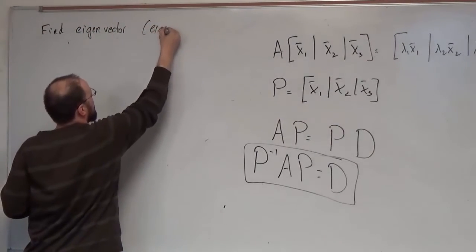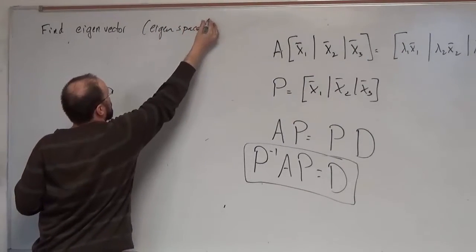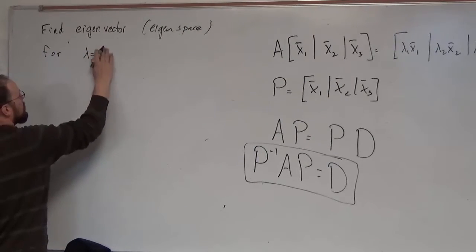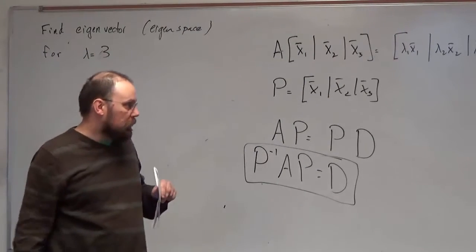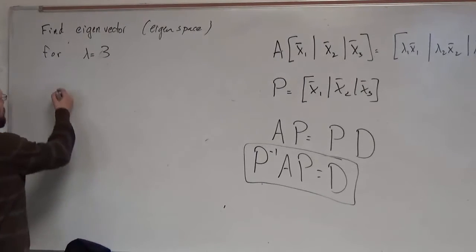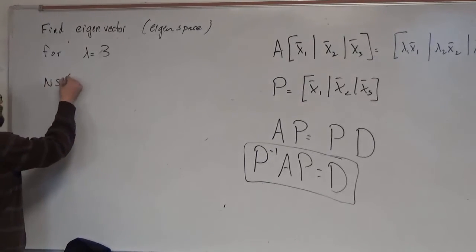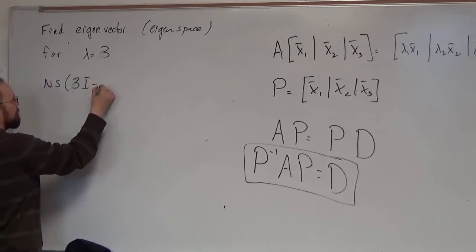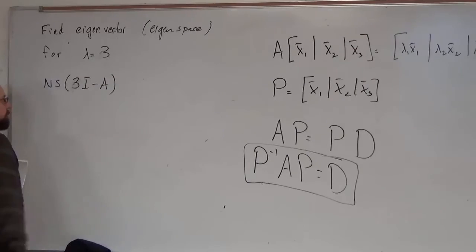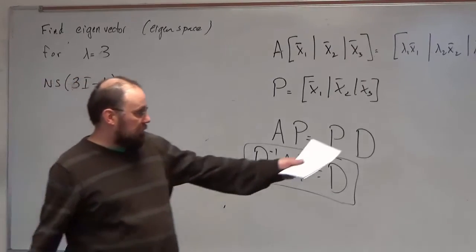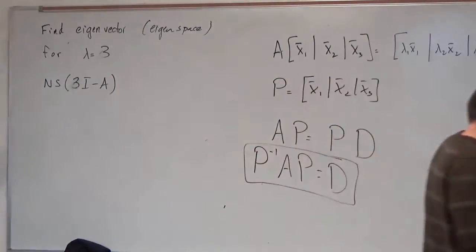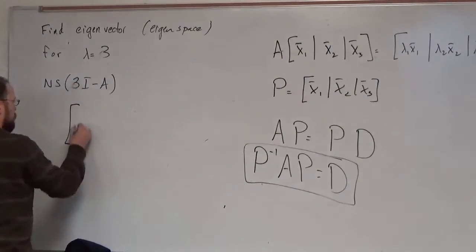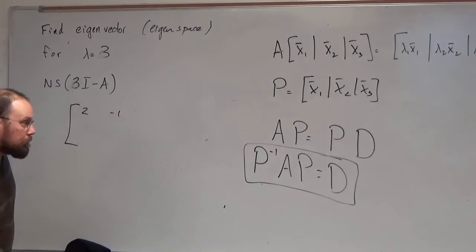Eigenspace for this sole eigenvalue. We said that the eigenspace is going to be the null space of this matrix, lambda I minus A. I had it here already. Just replace lambda with 3, and you get 2, -1, 4.